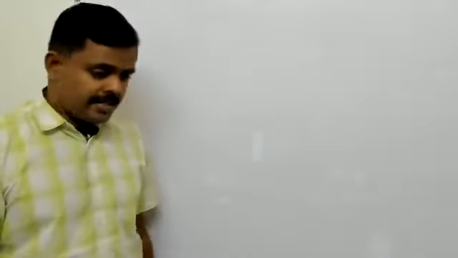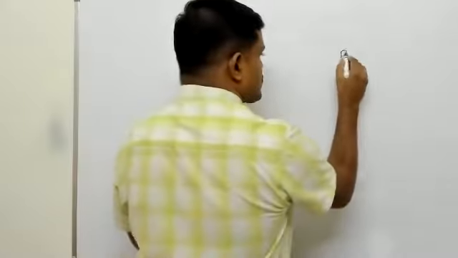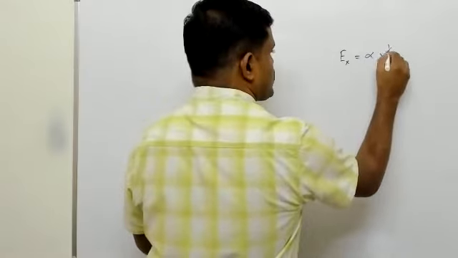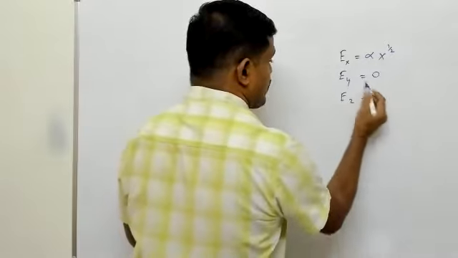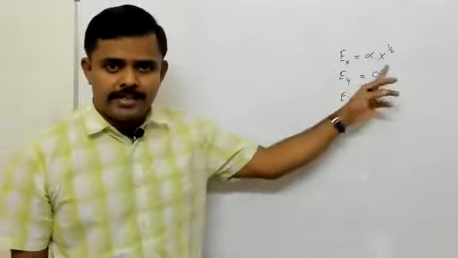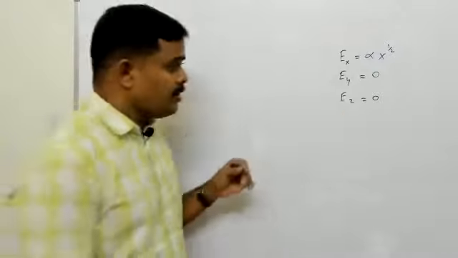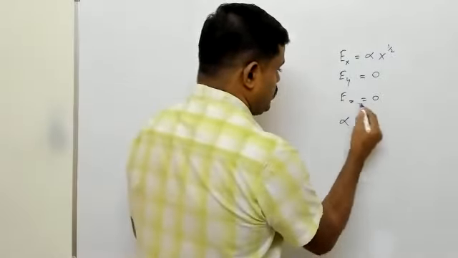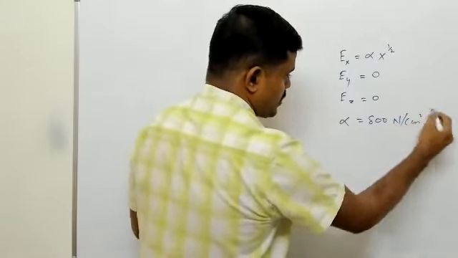Next one, question number 8. It's a textbook example question, a previous foreign paper question. The electric field components are Ex is equal to alpha x raised to half, Ey is equal to 0, Ez is equal to 0, in which alpha is equal to 800 Newton per Coulomb into meter square.